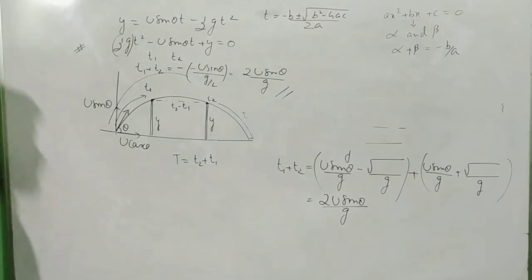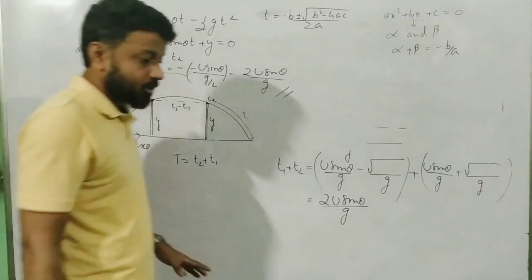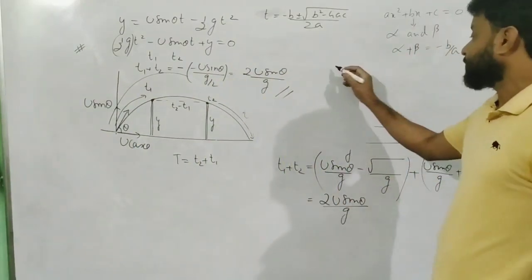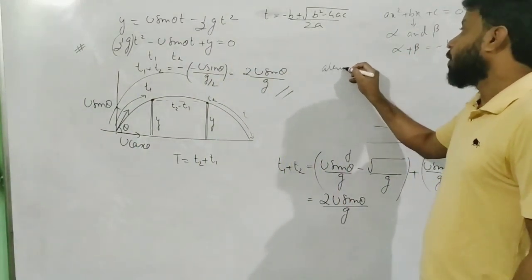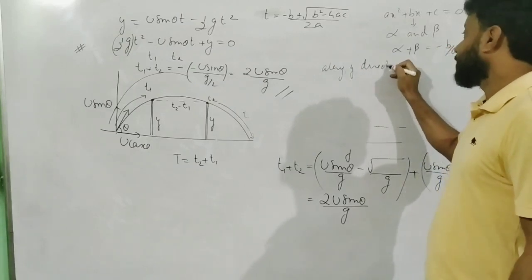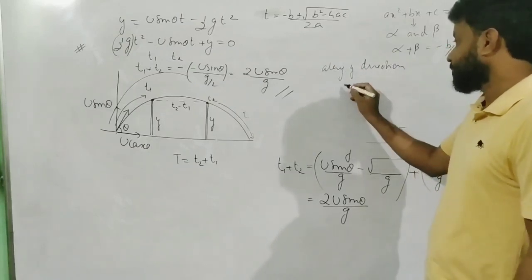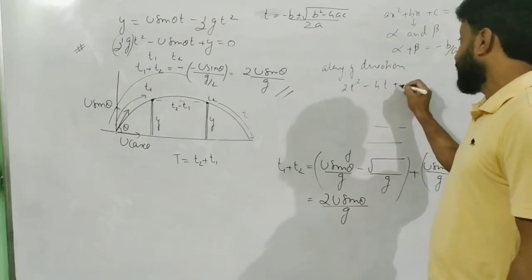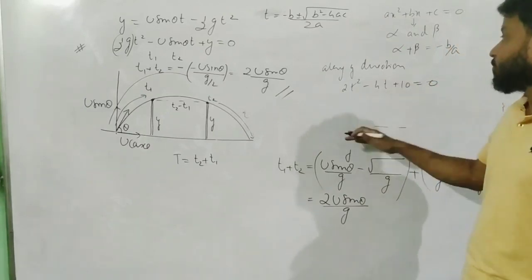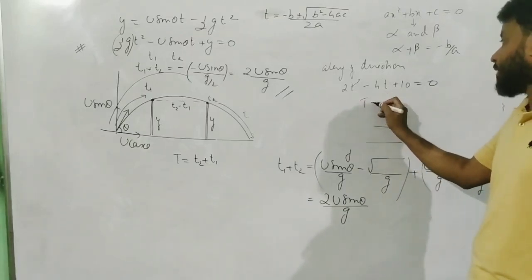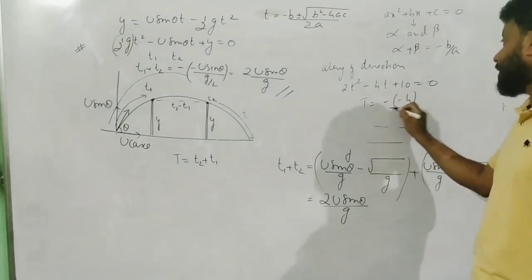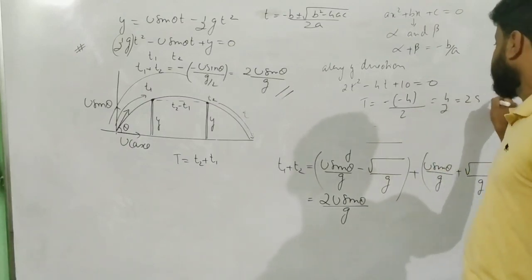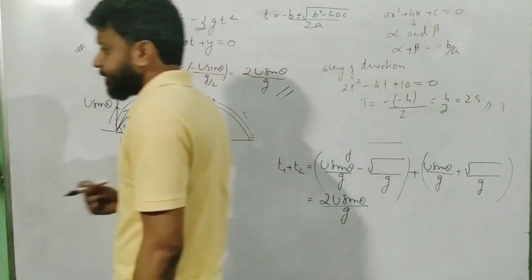So if any equation is given to you and they ask you what is the time of flight, for example, suppose somebody says that along y direction the equation is 2t square minus 4t plus 10 equals to 0. Find the time of flight. So the time of flight will be equal to minus b by a, and that is equal to 4 by 2, and that is equal to 2 seconds is your time of flight. Right away in fraction of second.